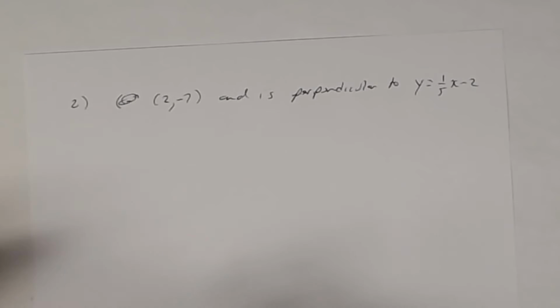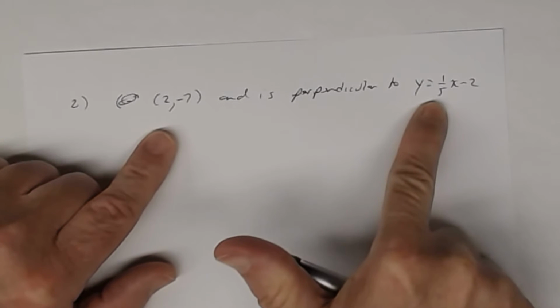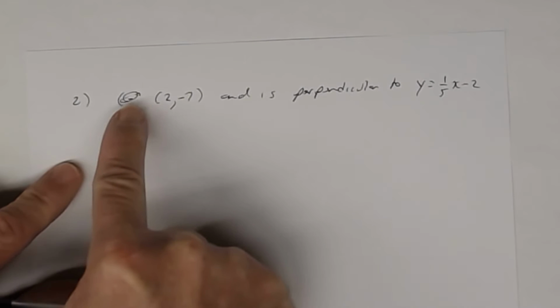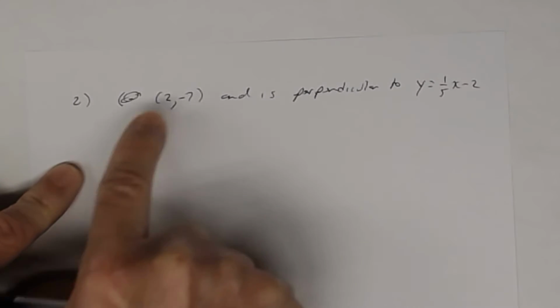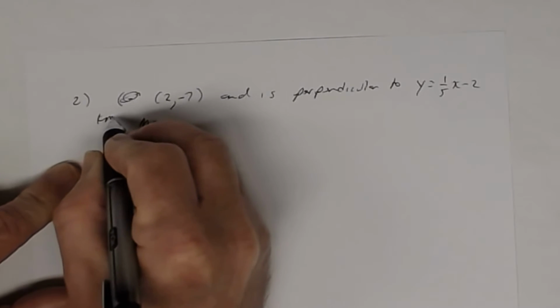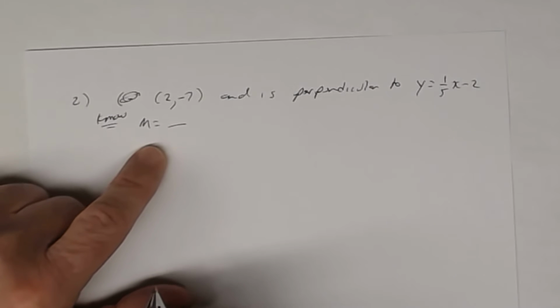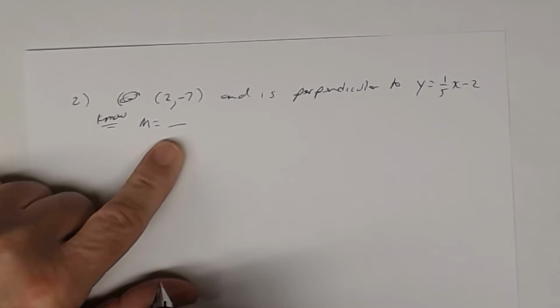All right, so I have 2 lines here. I have a line that goes to this point, and I have this line here. In order to find the equation of the line that goes to this point, I know a point, but now I've got to find the slope. So you must know or find the slope of that line, which I don't know yet, but I'm about to.